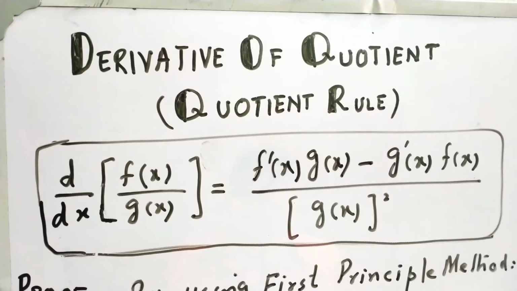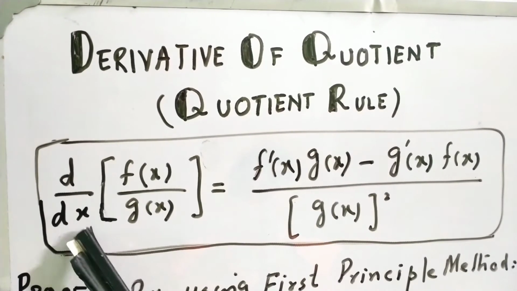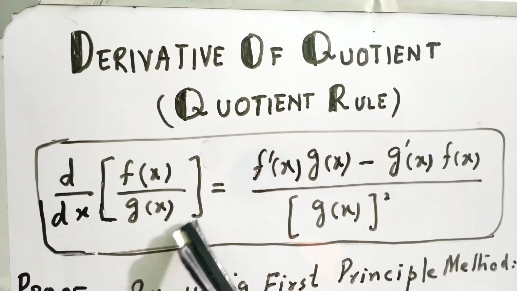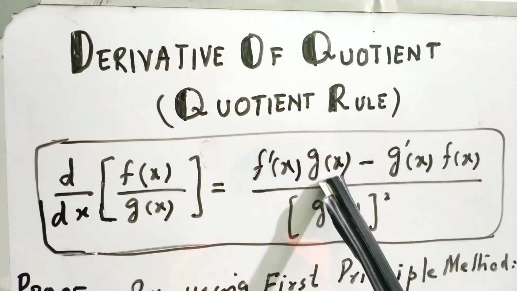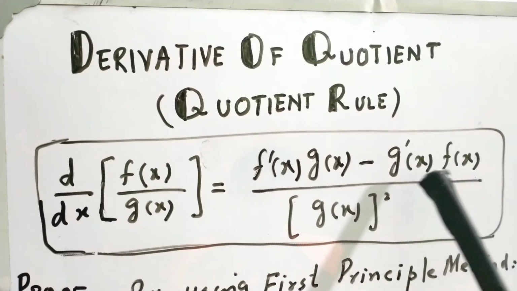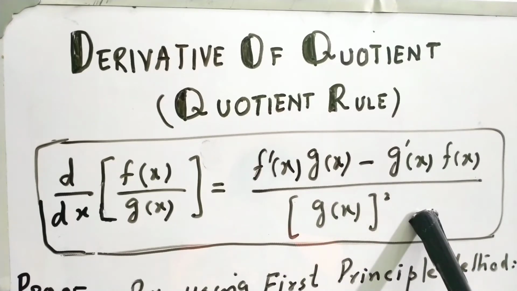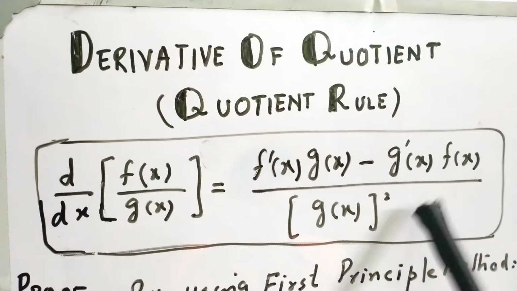This is the statement: the derivative of f of x divided by g of x will be equal to g of x times f dash of x minus f of x times g dash of x, divided by g of x whole square. We are going to prove this by using the first principle formula.